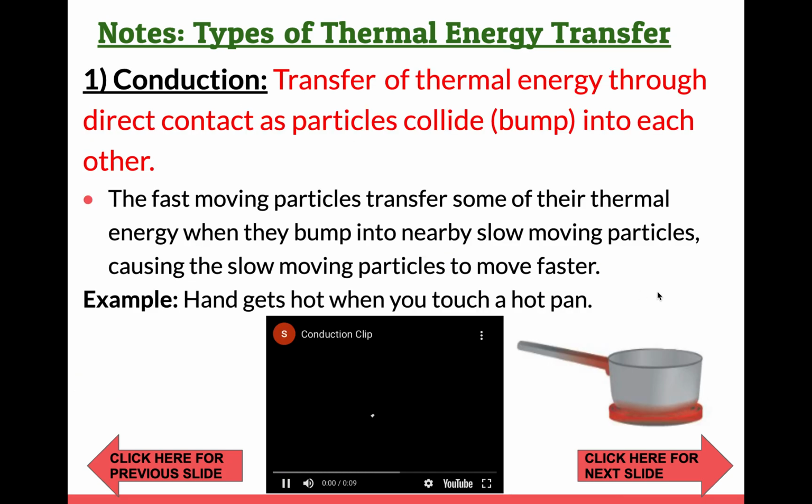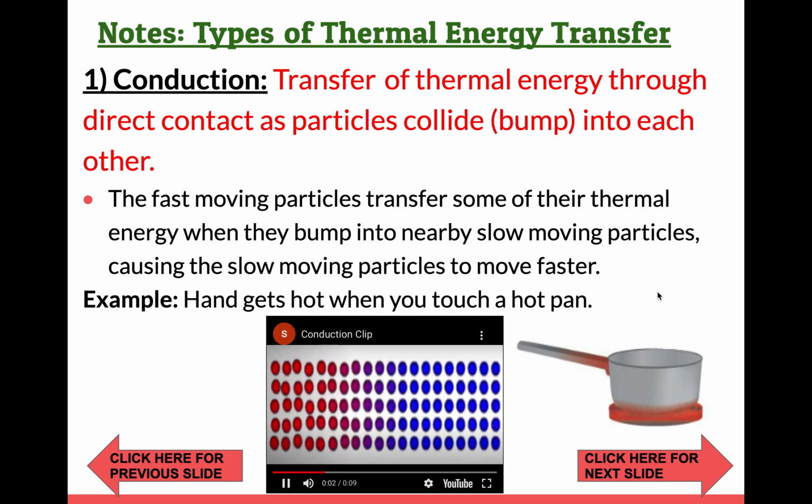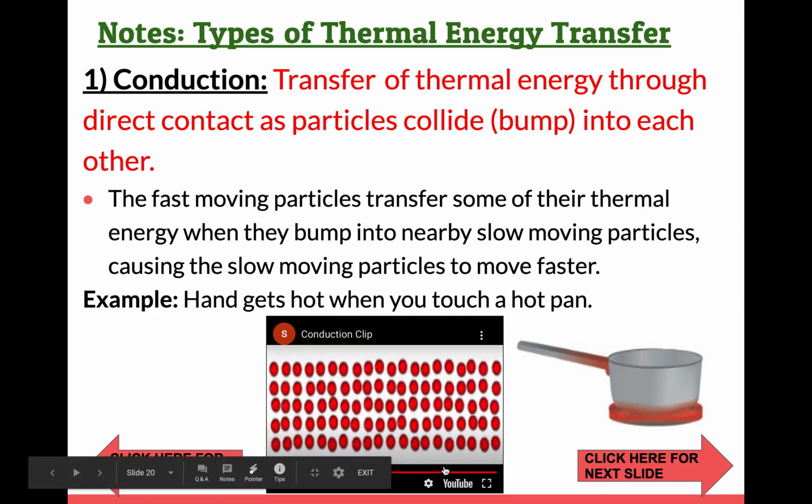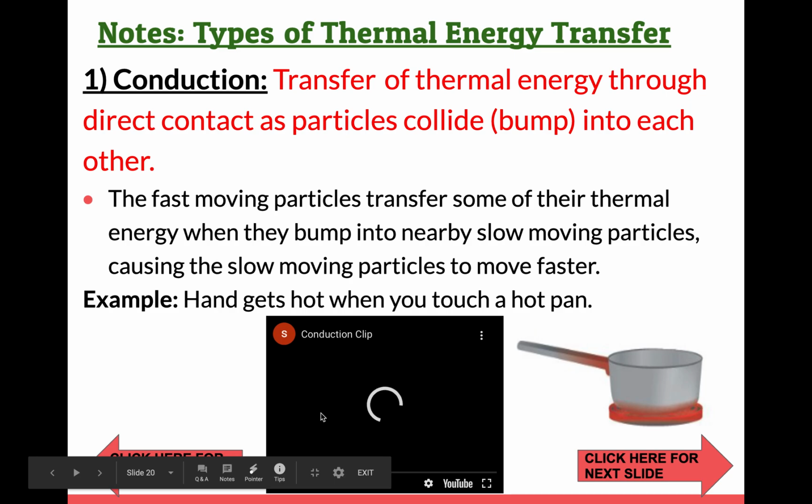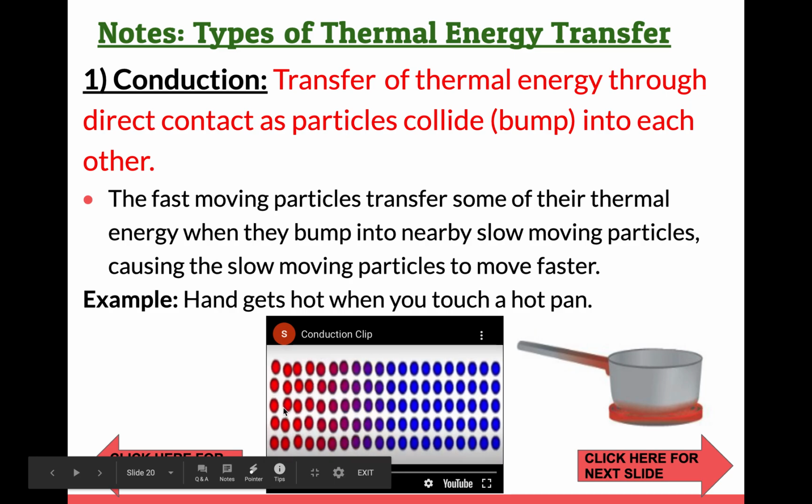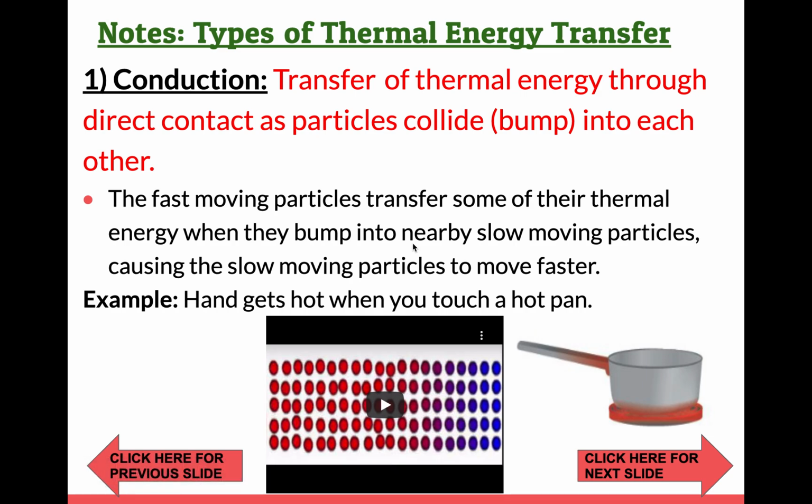So conduction is the transfer of thermal energy through direct contact as particles collide. Collide means bump into each other. So like you saw in this video just now, the fast-moving particles over here have heat. The fast-moving particles are going to bump into the slower-moving particles, and as they bump into each other, some of the thermal energy from the fast-moving particles will transfer to the slow-moving particles. So that means that the slow-moving particles are going to start to move faster.